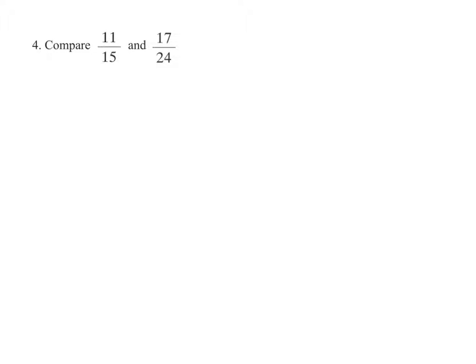Compare 11 over 15 and 17 over 24. To compare these two fractions, we must first find the lowest common denominator, which is the same as finding the lowest common multiple of the denominators 15 and 24.